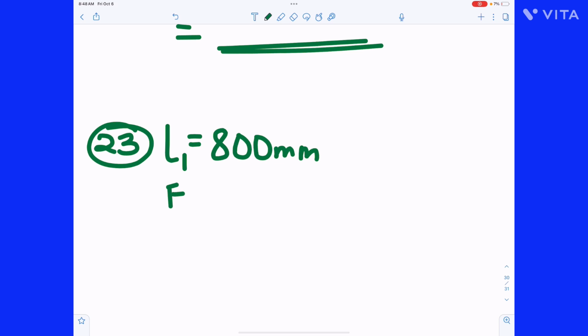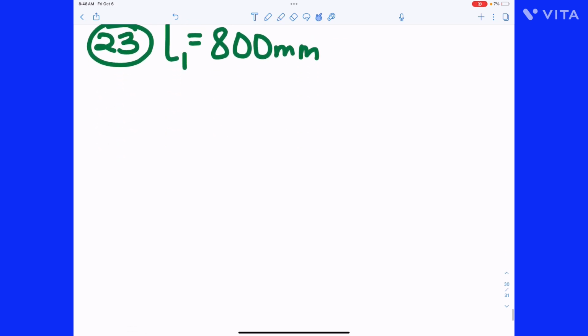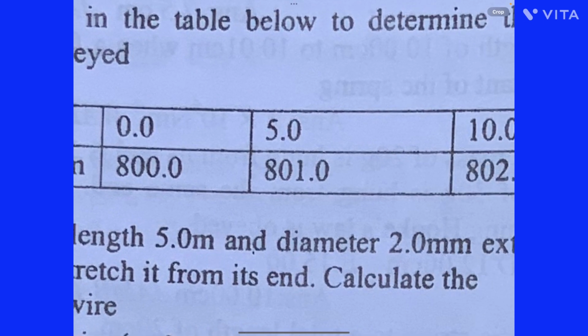When the force is 0, that means the wire is not being extended. That tells us that for the original length of the wire, there's no force applied on it. Its length is what? 800 millimeters. So that value is the original length of the wire.